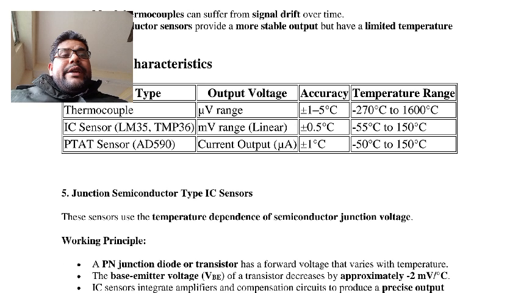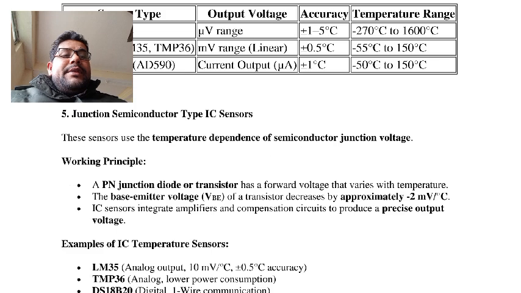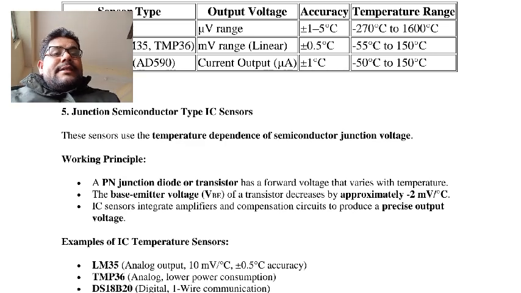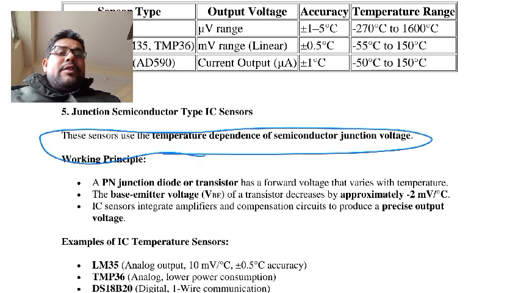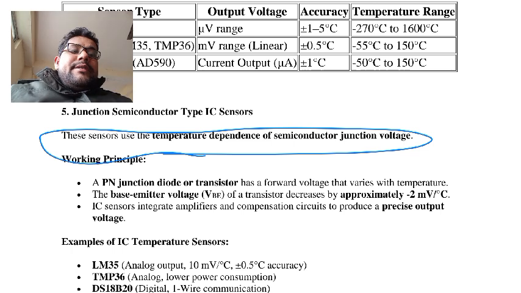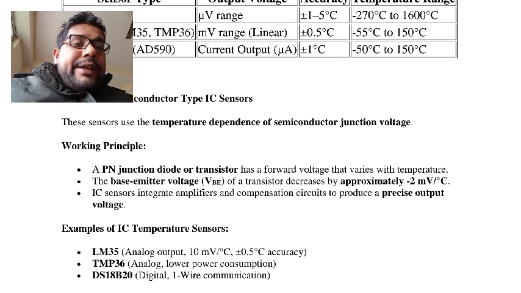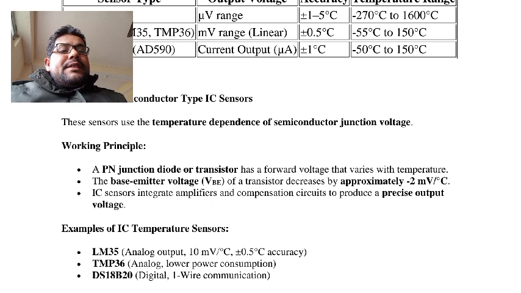And we will start from today with the junction semiconductor type ICs. These ICs use the temperature dependence of semiconductor junction voltage. Working: a PN junction diode or transistor has a forward voltage drop that varies with temperature. So the base emitter voltage of a transistor decreases by approximately a fixed amount per degree.